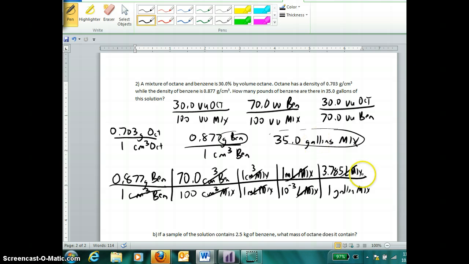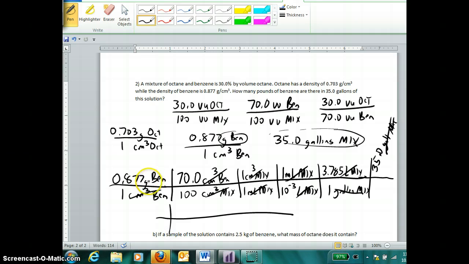I have a volume of mix, so I should go ahead and cancel by multiplying by, and I'll have to do this sideways, 35.0 gallons of mix. And everything cancels except the mass of benzene with which I began the problem. But of course I always check step 5 if these are the units requested. And in this example, they aren't. I requested pounds. So I'm just going to continue the conversion down here.